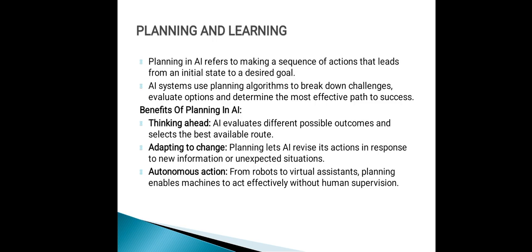The third benefit is autonomous action. Planning enables machines to perform tasks without constant human supervision. Examples include robots working in factories, autonomous drones, self-driving cars, and virtual assistants like Alexa or Siri.